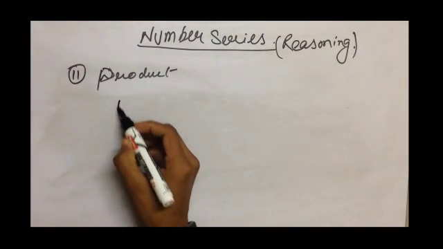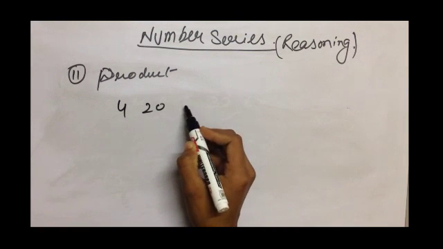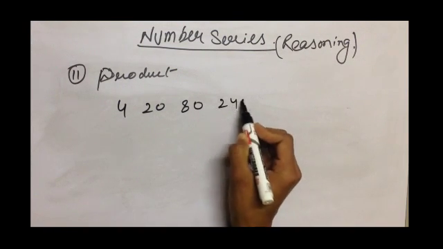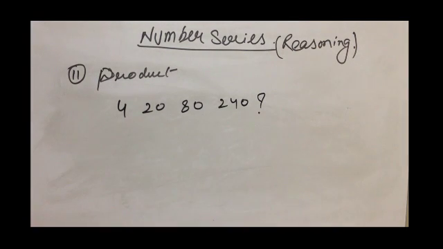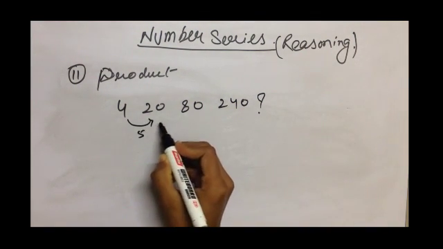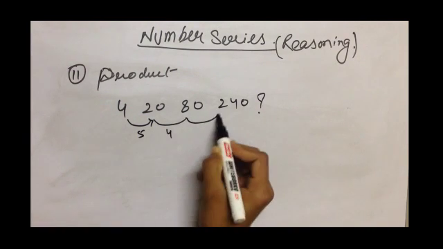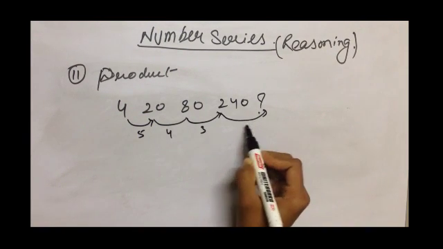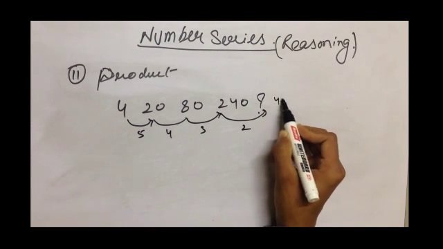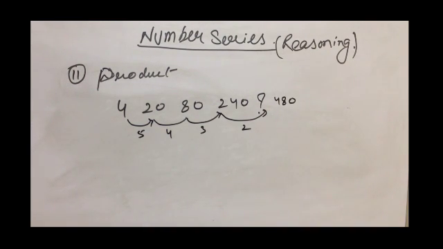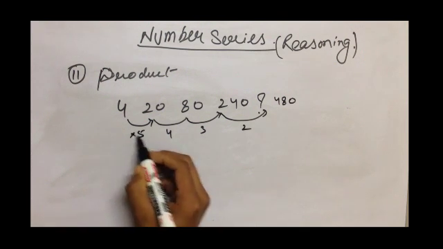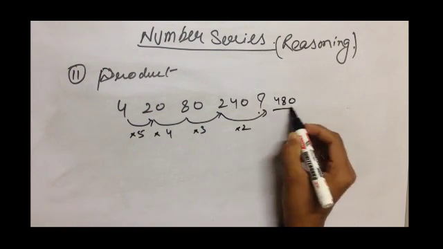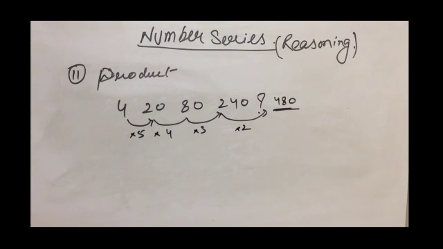Let's take one more example. We have 4, 20, 80, 240. I have to find the next term of the series. Here I can say that 4, 20, 80, 240. 4 into 5, 20. 20 into 4, 80. 80 into 3, 240. It means next time it must be 2. So 240 into 2, that is said to be 480. So the answer to my question is said to be 480. Here I can say that the next term of the series is equal to 480.